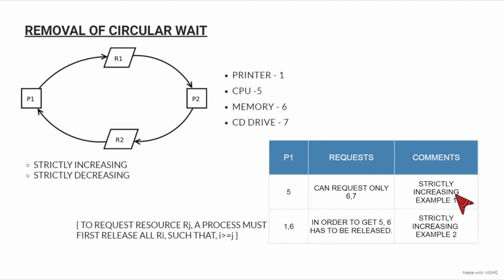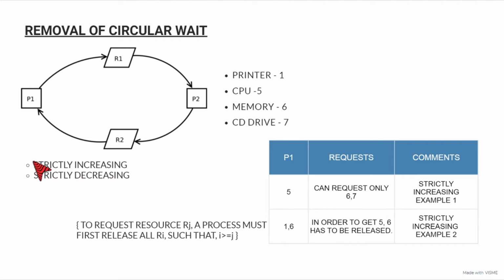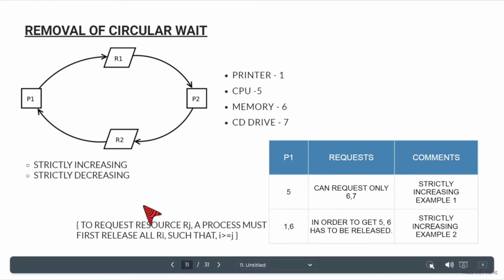Let me explain this once. There are two methods you can use for this process. One is strictly increasing, that is, the resource that you want must be greater than the acquired resource that you have. If I am having a pen and the value of the pen is 1, I need an eraser. The value should be greater than 1 for me to get the eraser. Strictly decreasing is the opposite.